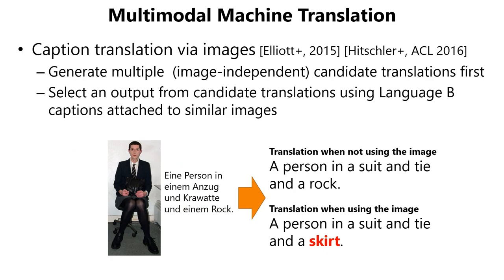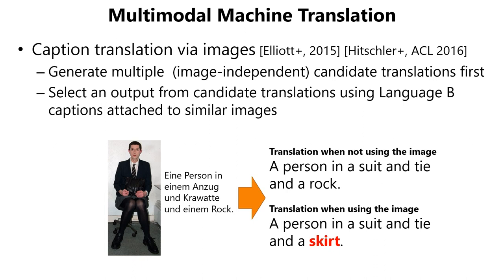So, as a multimodal machine translation, when an image and its associated caption are input, the caption should be translated. If there is no image, for example, the last word is incorrectly translated as rock, when in fact the correct answer is skirt. The method selects the correct translation result by re-ranking the image caption pairs from the candidate translation results.